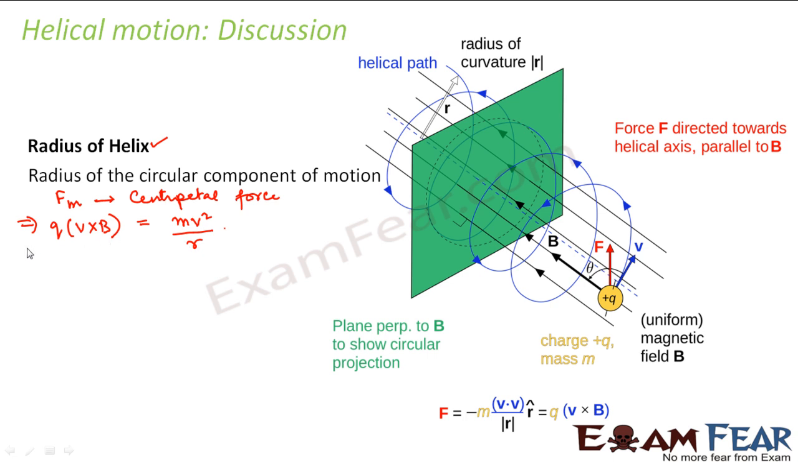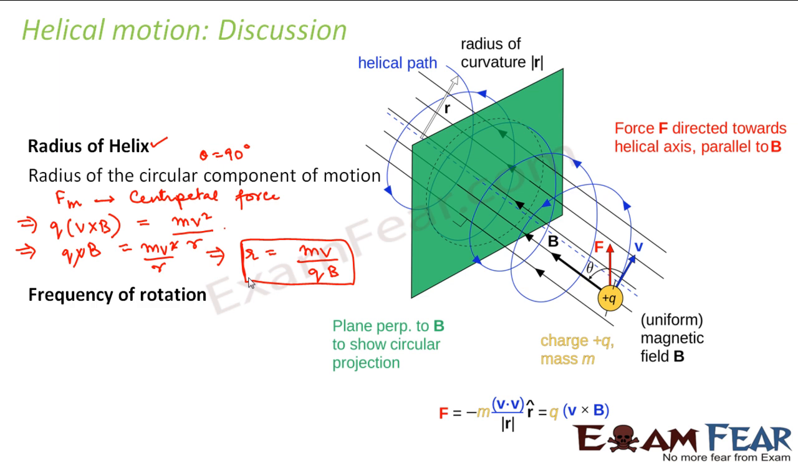Now what is V cross B? It is nothing but VB sin theta. And what is theta? Theta will be 90 degrees, because right now we are talking about the perpendicular component of velocity. So the velocity is perpendicular to the magnetic field. So this will be qvB equal to mv square divided by r. So this v and v will get cancelled. So from this we can say that the radius of the helix is equal to mv divided by qB. So this will be the radius of the helix.